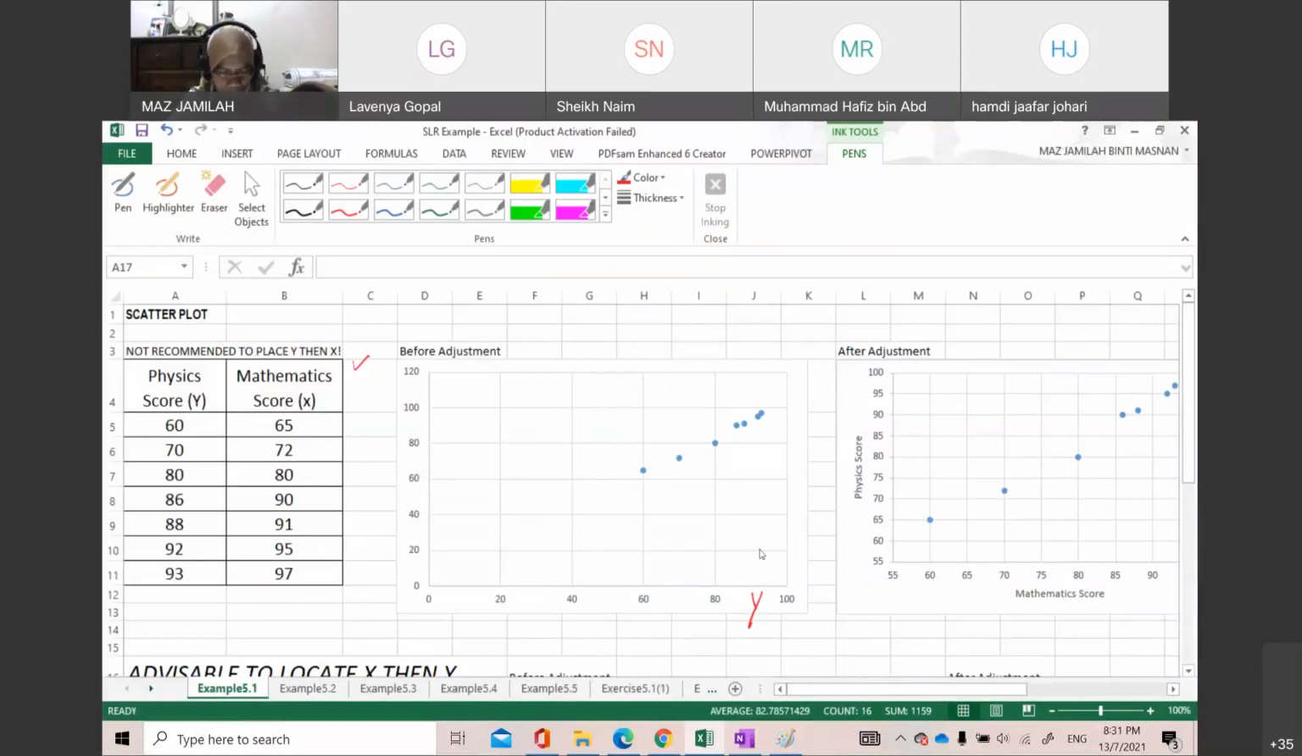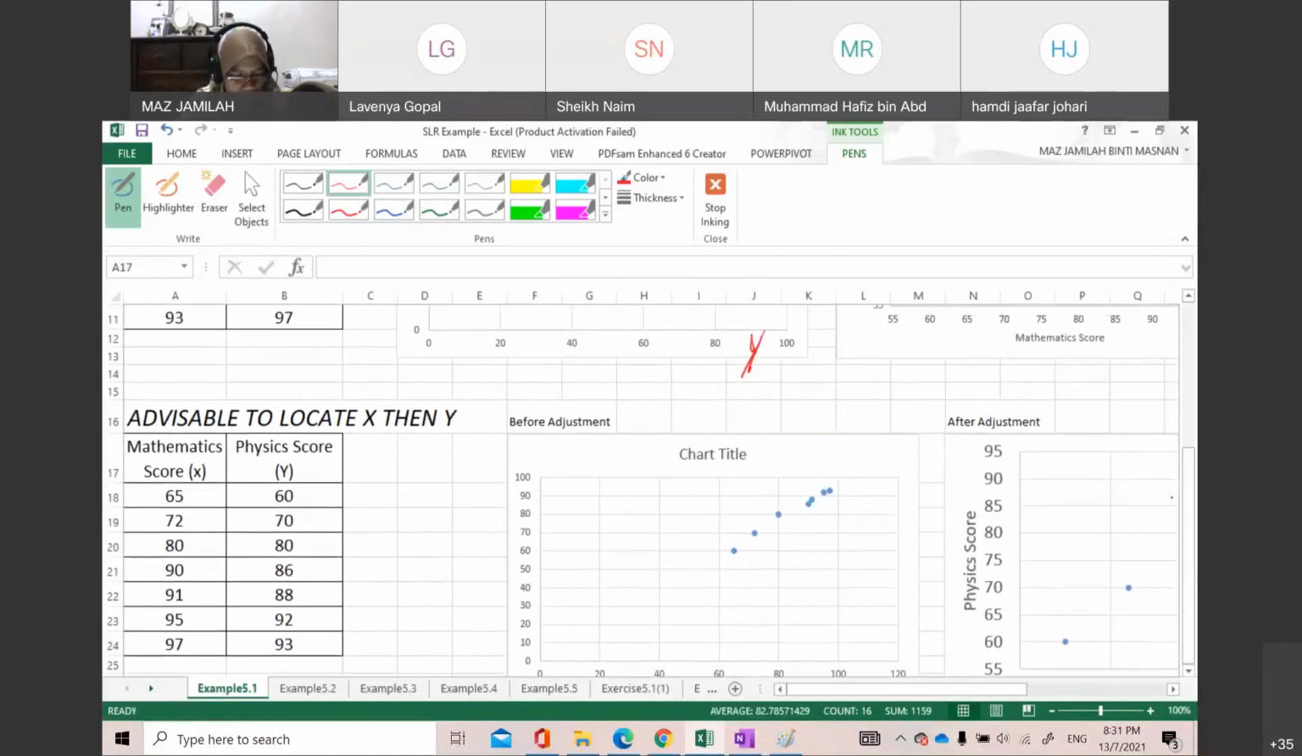Okay, thank you. Now, what I mentioned just now, do not put your Y in your first column followed by your X. What happens if you use Excel is that this becomes your Y and this becomes your X. Now we don't want this. So I would advise you to locate your X first, and then locate your Y. So how do we do our scatter plot? Highlight your data, go to Data here, and then go to Data Analysis.